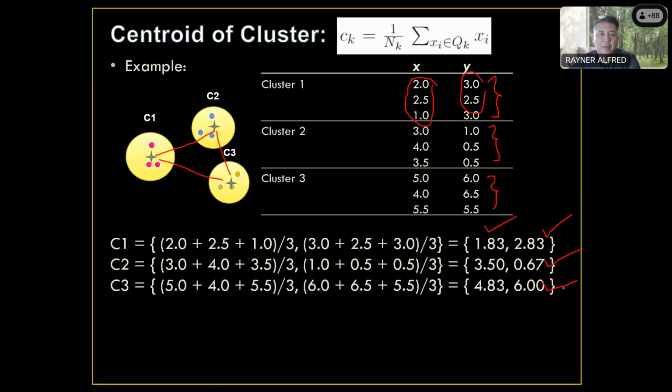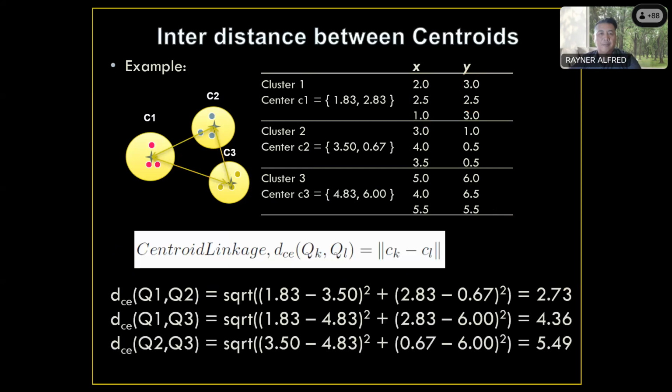Okay, so now we have the center already for each of the clusters. The next thing is we want to find the distance between the clusters, so we use this formula. We have the center here. For the distance between cluster 1 and cluster 2, we just take the difference: 1.83 minus 3.5, take the square, plus 2.83 minus 0.67, take the square, add these together and take the square root.